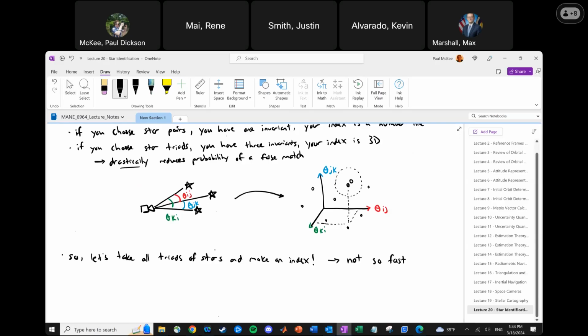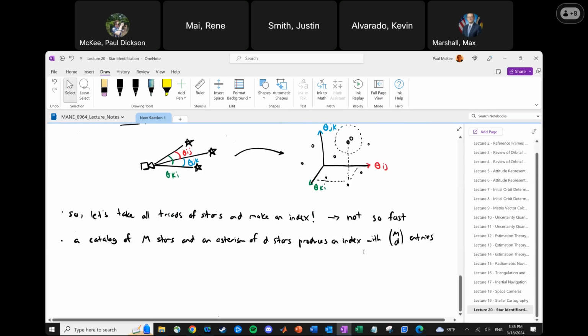As a matter of fact, let's be precise about this: a catalog of M stars and an asterism of D stars produces an index with M choose D entries. Hopefully you're familiar with that notation. It's like N choose K. In this case, it's M choose D.